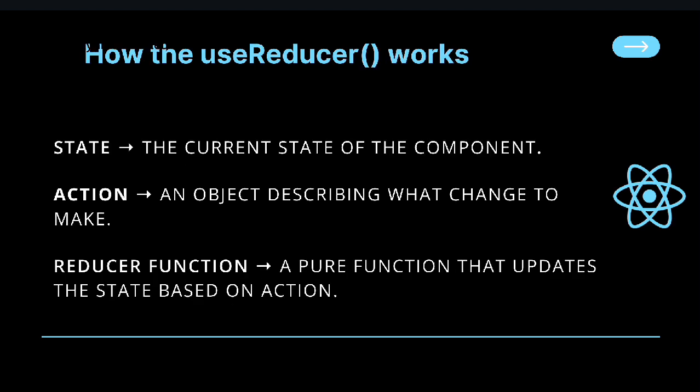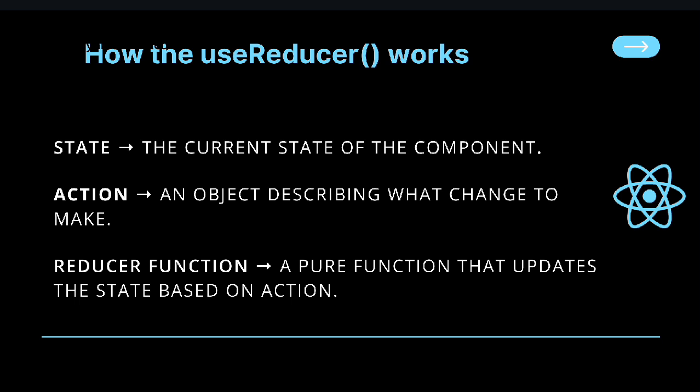So now let's look at how useReducer works. Here I said it uses three approaches. Let's break this down. It has a state, which is the current state of the component. And it also has an action. An action is an object describing what changes to make. You want to make a change to your state, and your action will describe what changes you want to make to the state.